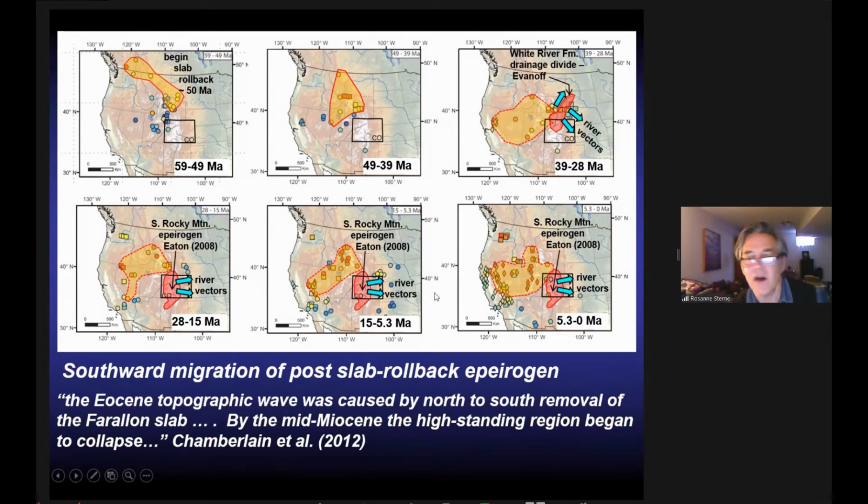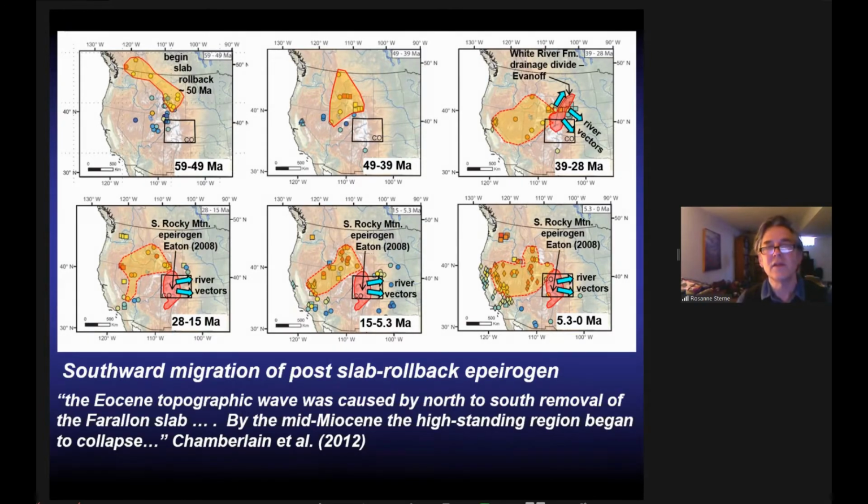And then later in time, the rivers at that time on the east side of that drainage divide are pointed to the southeast. And that's at the end of the Eocene. So we saw at the end of the Eocene that rivers were flowing to the southeast. And then I believe that I put the Southern Rocky Mountain Epeirogen on here. By 28 and after that, it's moved down into Colorado, and now the rivers are basically radiating off it to the east. So we may be seeing this southern migration of the Rocky Mountain Epeirogen through time.